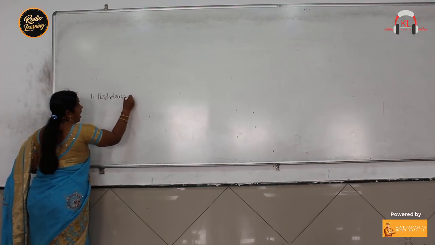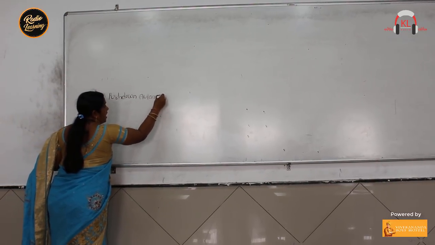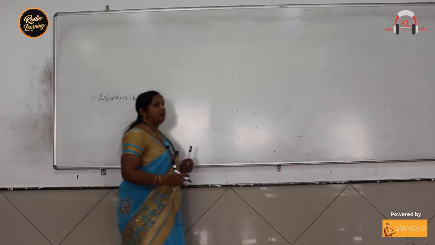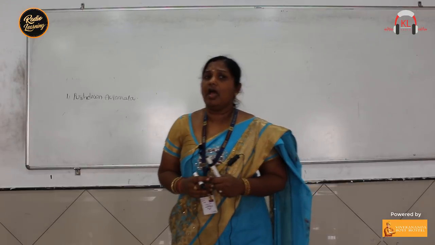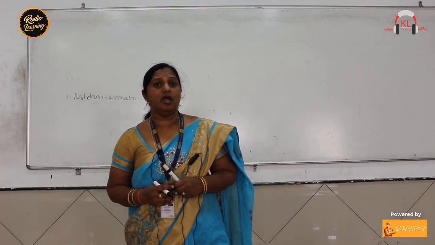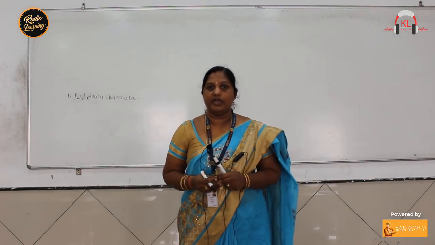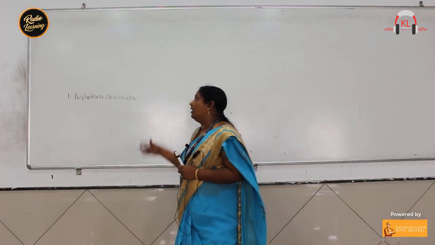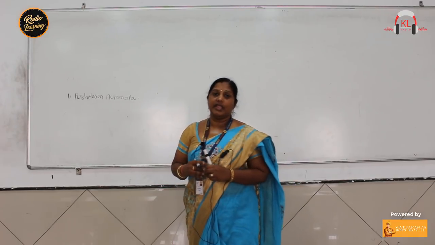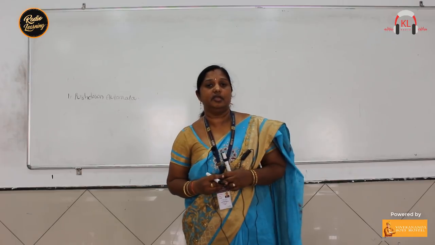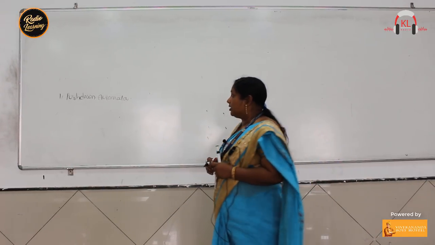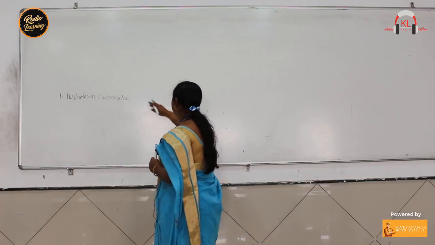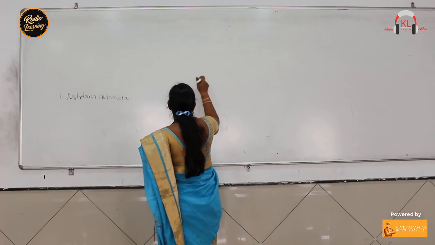Pushdown automata. Now let me explain why we are going for pushdown automata. Already we have deterministic finite automata and non-deterministic finite automata. Then what is the need to go for pushdown automata? Are there any limitations that exist in deterministic finite automata? Yes, there are. What is the drawback we identify in finite automata?